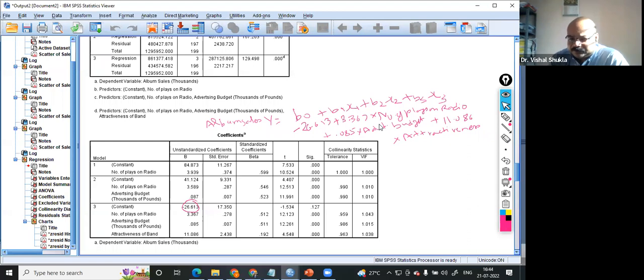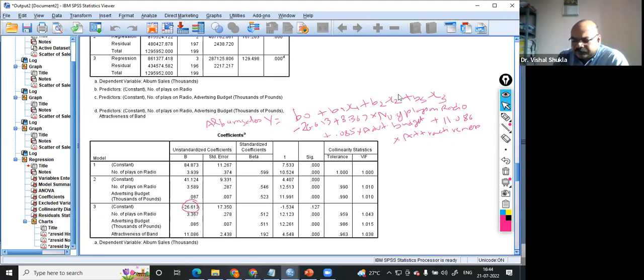So the optimal solution is this, which I would suggest. I'm not saying everybody should suggest the same. It depends on how much the company can afford. But if I have to suggest, I will suggest that only one more time playing on the radio won't cost much to the music album owner, and it gives 3,367 albums. So this is our overall model.